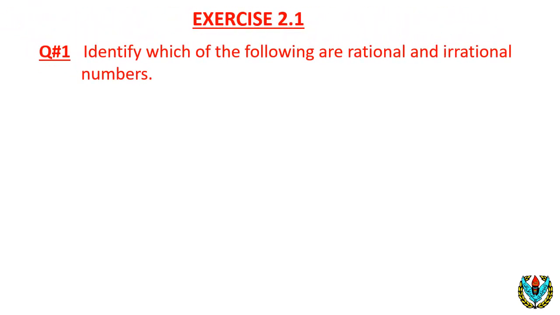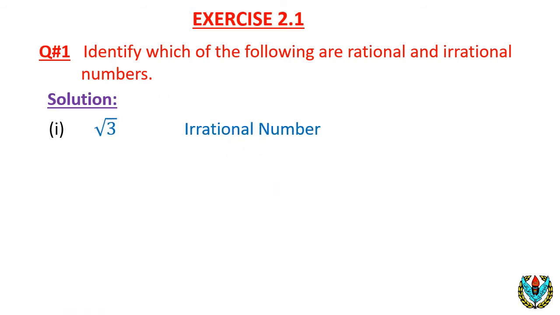Dear students, it's time to start exercise 2.1. Question number 1 is, identify which of the following are rational and irrational numbers. Its solution is part 1. Under root 3 is an irrational number because the number under the square root is not a perfect square. Part 2. 1 by 6 is a rational number because in this fraction both numerator and denominator are integers.